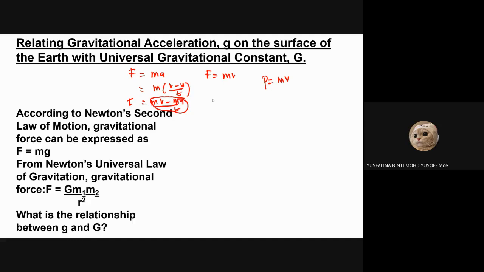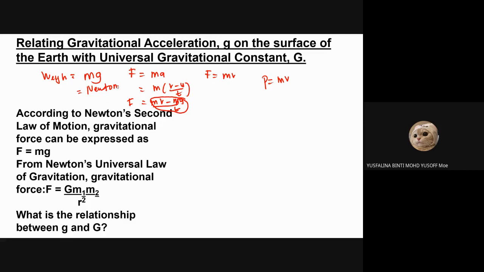So can anyone tell me what else we can calculate by using the formula mg? What other physical quantity uses mg as the formula? It's the last topic for chapter 2. Yes, very good. Weight, right? Weight uses this formula mg, and the unit is Newton.